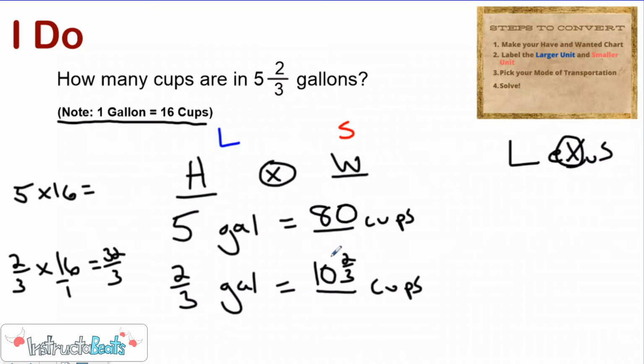Okay. And again, if you need a lesson on how to add mixed numbers, feel free to check out our lessons. But this answer is going to be 90 2/3. So if you had 5 2/3 gallons, that would give you 90 2/3 cups. Again, this one is a little bit messy because you had another mixed number down here. The rest of them in this lesson aren't going to be, but I wanted to show you this way of decomposing your mixed number to make it a little bit easier math.